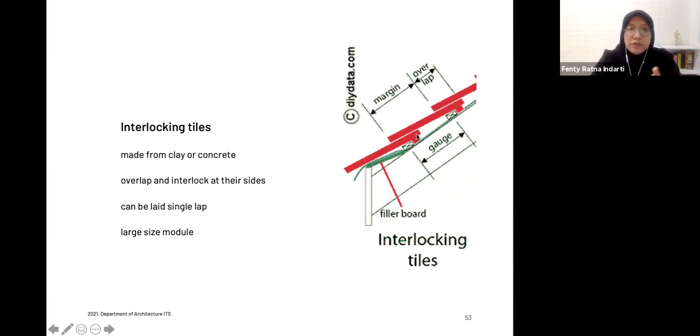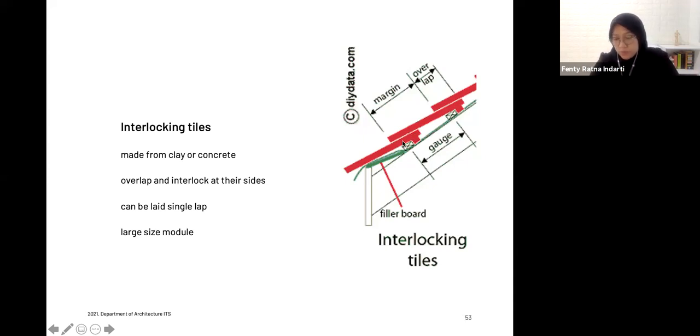And again, it's made from clay or concrete, because nowadays you can find concrete tiles as well that resemble the clay tile. It is made because, as I have mentioned before, clay tile or terracotta tile is really fragile. If you just drop it, it will break down. So concrete becomes another choice for practitioners. And then the thing that must be distinguished is the overlapping and interlocking at their sides.